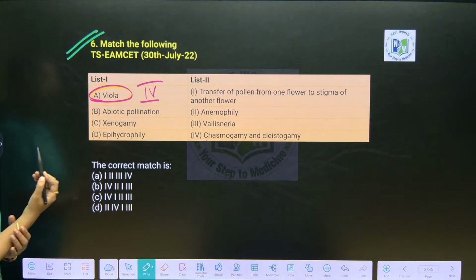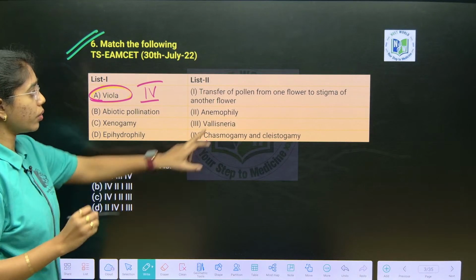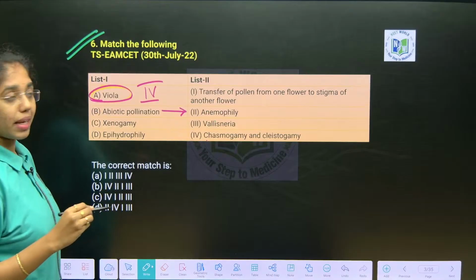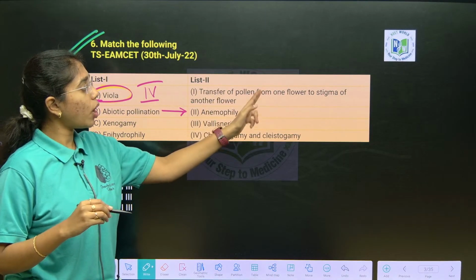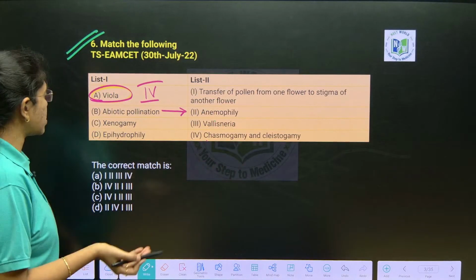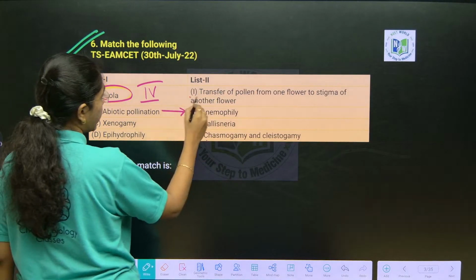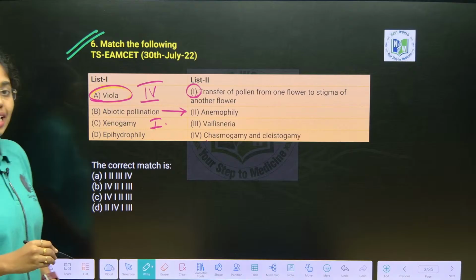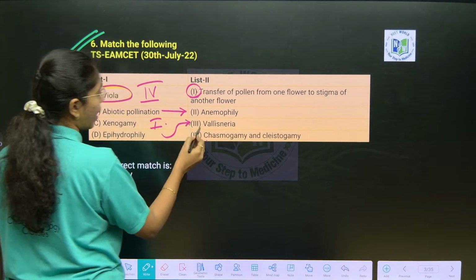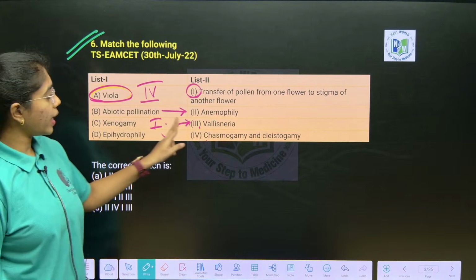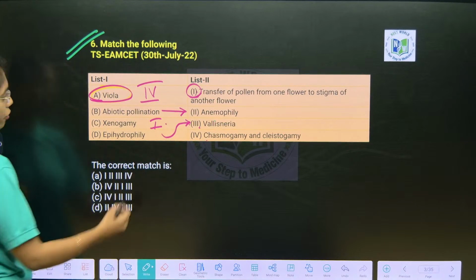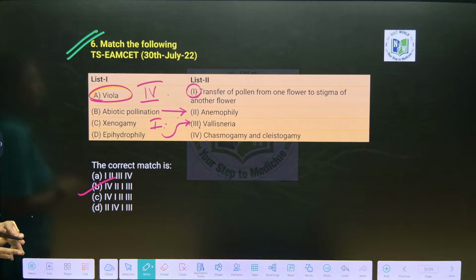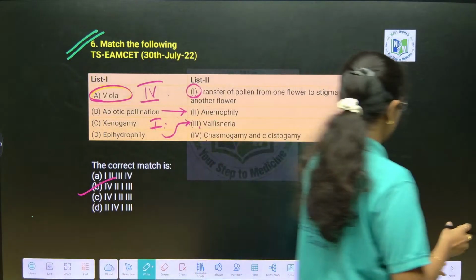Then abiotic pollination. Abiotic pollination, you can take the example of anemophily, which is the wind pollination. So, B is 2. Next, xenogamy. Xenogamy is nothing but what ma? Transfer of pollen from one flower to stigma of the other flower of same plant or different plant, right? It is to different plant, that is 1. Next, epihydrophily. Epihydrophily example is what? Vallisneria and Hydrilla. Vallisneria is one example. So, D you can take the option as 3. Here what is the right set of option? 4, 2, 1 and 3. Option B is the right option. Clear with this? Next you look into this one.